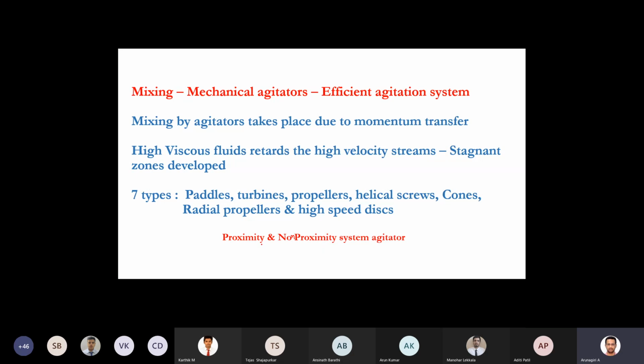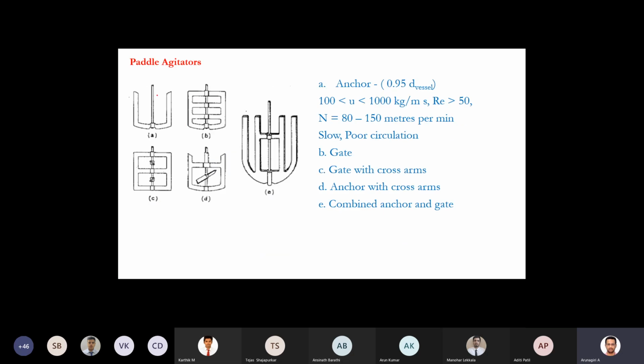It's a non-proximity system agitator. Okay, so here the name itself implies that proximity means the agitator will be placed very close to the wall. Non-proximity means we have some specific dimensions. For example, if you see paddle agitators, this one is called anchor type. This is the very simplest one.